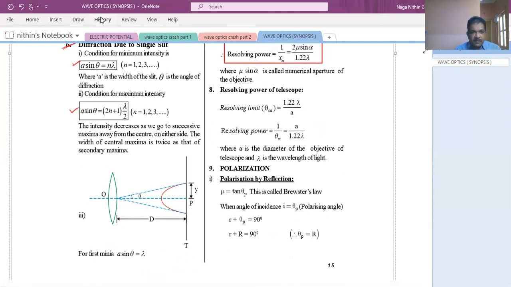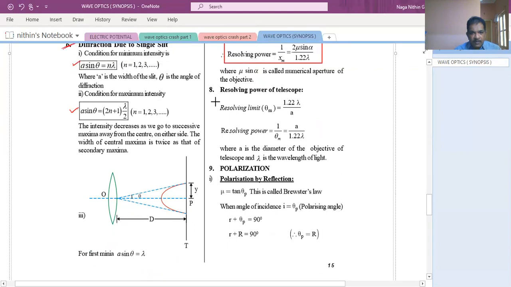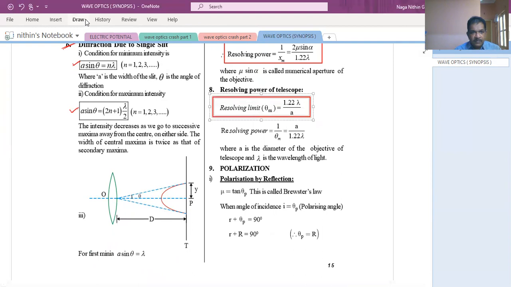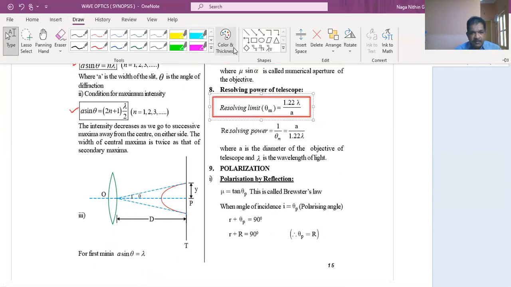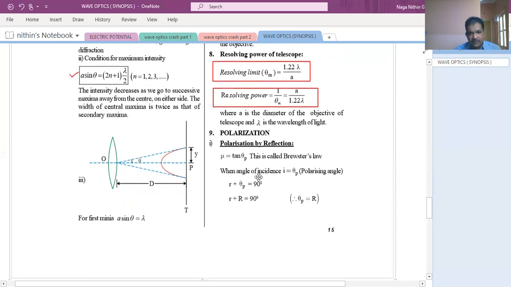Next, resolving limit of the telescope. The formula will be 1.22 lambda by a, where a is the diameter of the lens. Okay. The resolving power will be a by 1.22 lambda. A is the diameter of the objective of the telescope. Lambda is the wavelength of light.